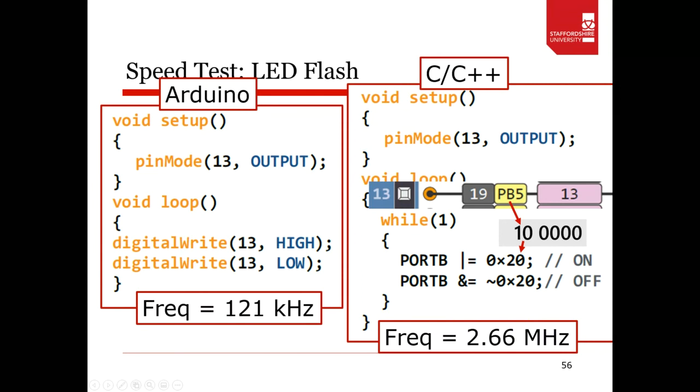So the main thing is you can see that the frequency that this LED, this is where we started, can switch on and off at 121 kilohertz. Whereas if we use this, we can not only increase the frequency by a huge amount, to 2.66 megahertz, which is a vast improvement, but as we discussed earlier, the outputs being switched can be done simultaneously.